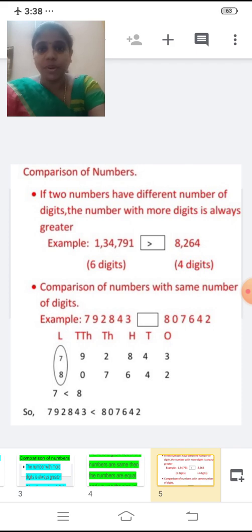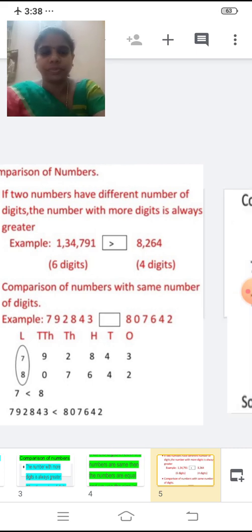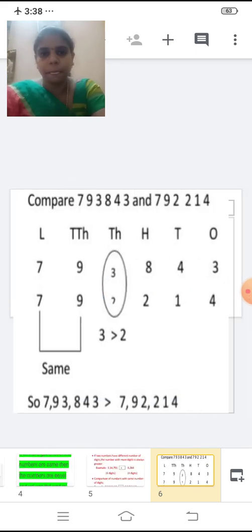Clear, children? If we have the same number of digits, what you have to do? You have to compare from the leftmost part. We'll see one more example now. Compare 7,93,843 and 7,92,214.